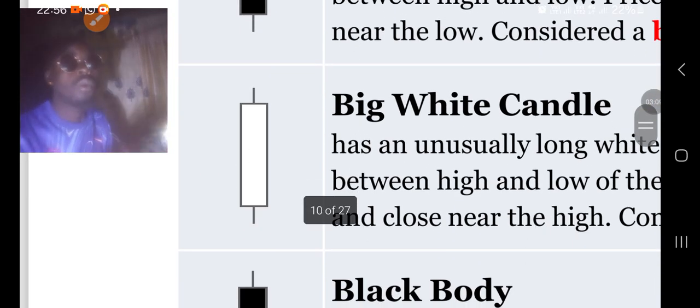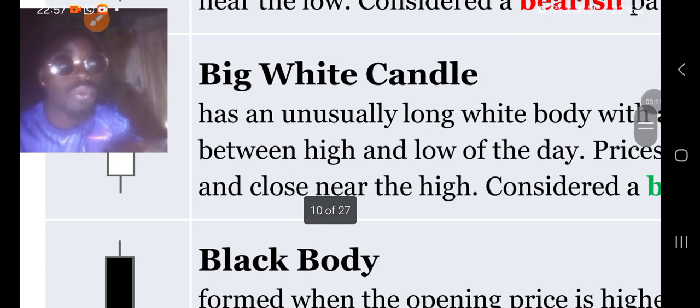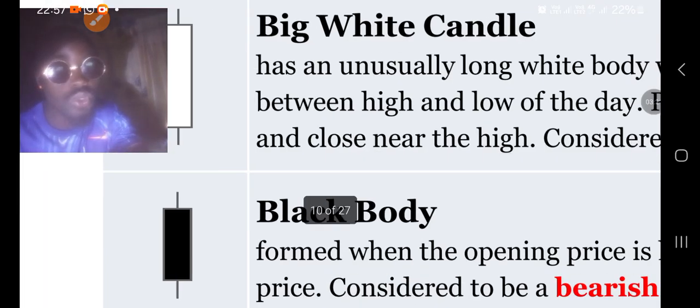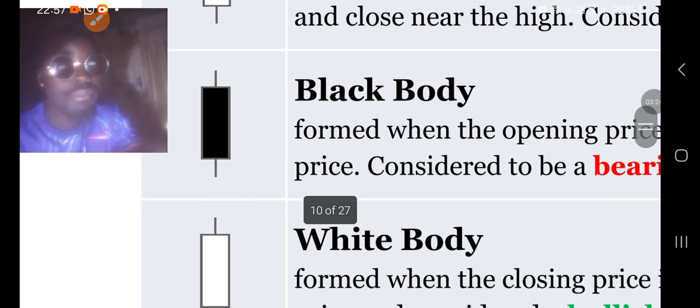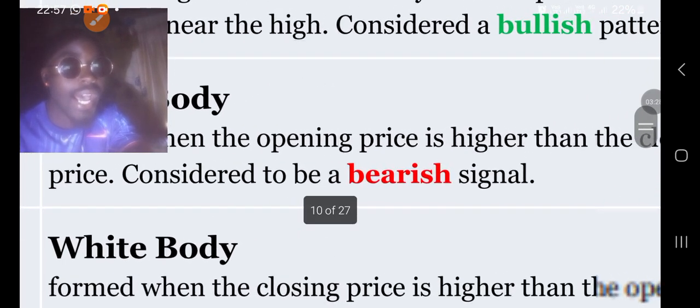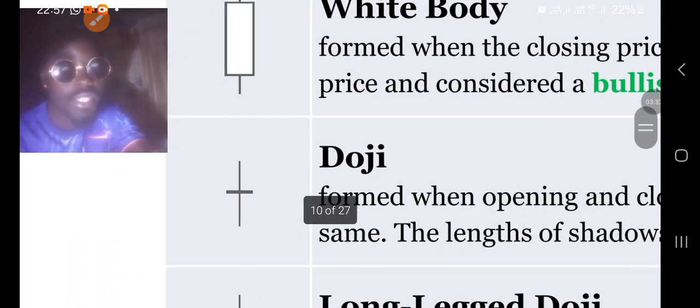Let's go to big white candles, or most of the time green candles. They have an unusually long white body with a wide range between the highs and lows of the day. Prices close near the high. We have the black body formed when the opening price is higher than the closing price, considered bearish, and the white is the opposite. So that is the same.